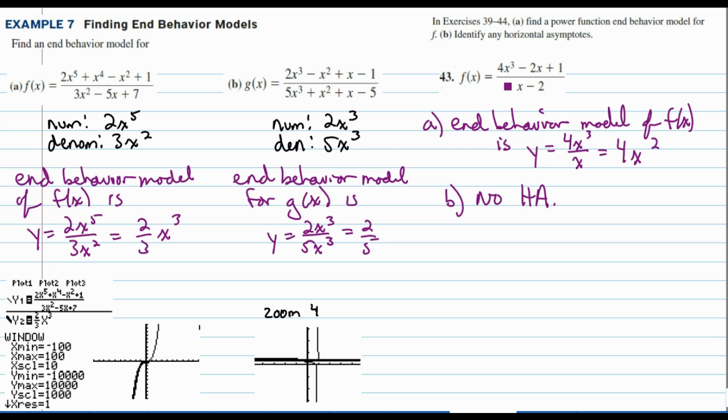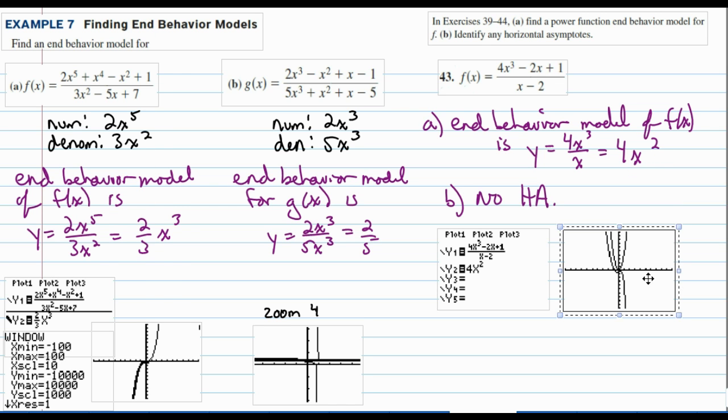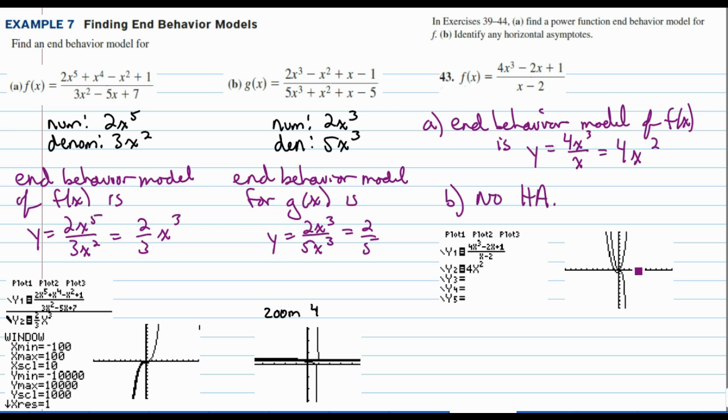So in y1, I put 4x cubed minus 2x plus 1 over x minus 2, and then in y2, I put the end behavior model 4x squared. Now when I graph it first, this is just Zoom 6, they look nothing alike, and not only that, but look at the original function. It goes down to negative infinity. I thought it was supposed to have a parabolic end behavior.